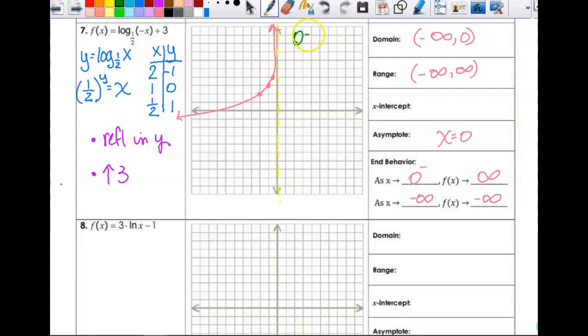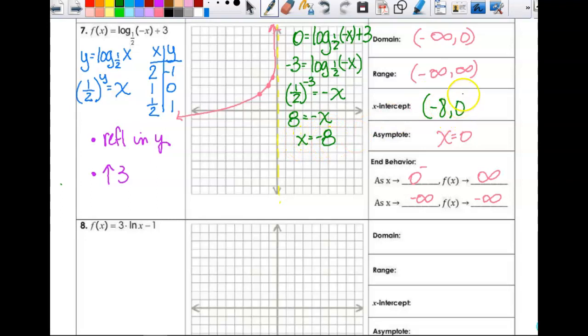So that means I'm going to have 0 equals log base 1/2 of -x plus 3. So I can't rewrite it until this is isolated, so I need to subtract 3. So I get -3 equals log base 1/2 of -x. Now I can rewrite it, and I can have 1/2 to the -3 power equals -x. What's 1/2 to the -3 power? 8. So this gives me 8 equals -x, so x equals -8.